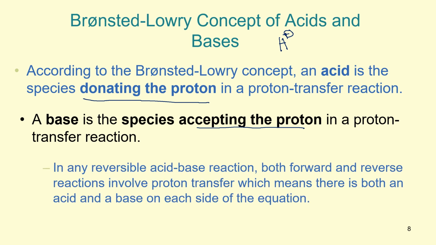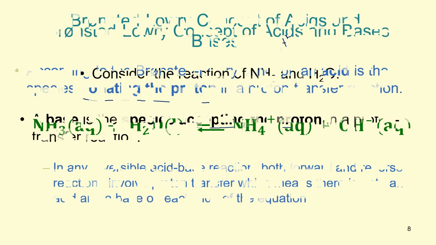So when we consider an acid-base reaction, because they tend to be in equilibrium, both the forward and reverse reactions will involve a proton transfer. So that means we have an acid and base on both sides of the equation. So let's look at the next slide and you'll see what I mean.